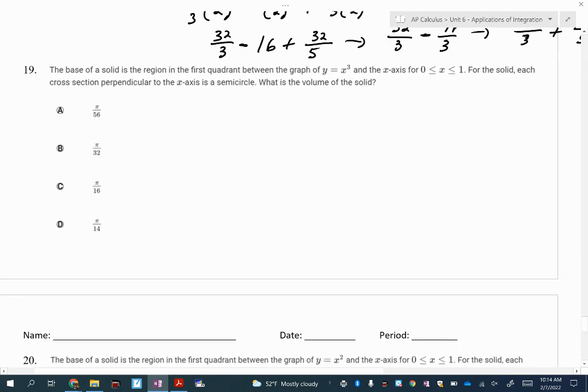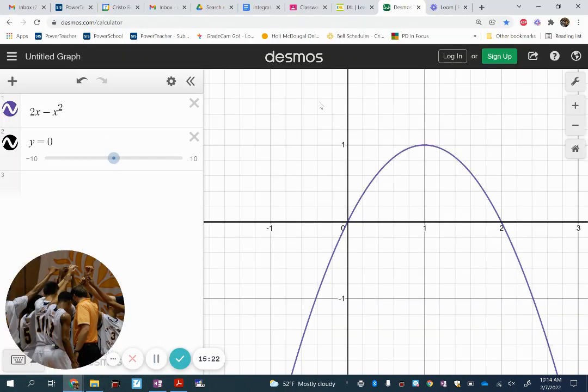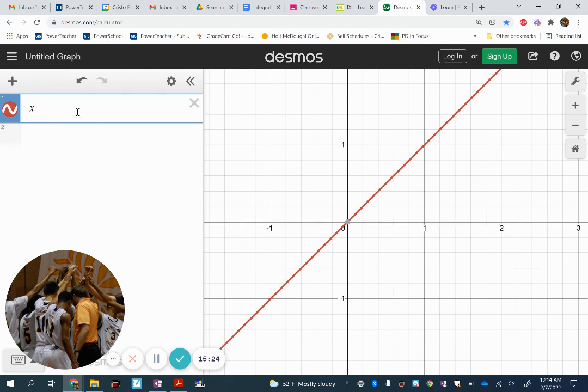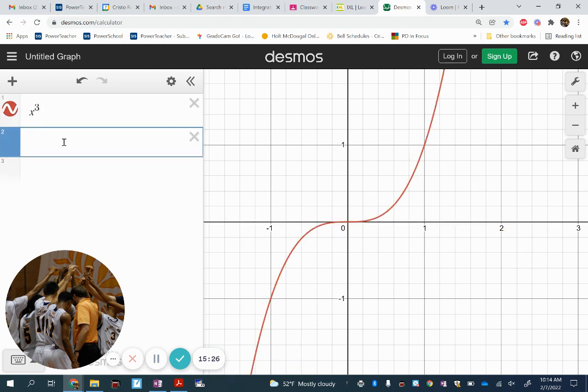Very similar problem to what we just did. It's just they're telling us that our cross-section is going to be a semicircle. All right, so you're going to see how this changes it just a little bit. So let me graph it for you. We have x cubed and the x-axis, and we're going from 0 to 1.